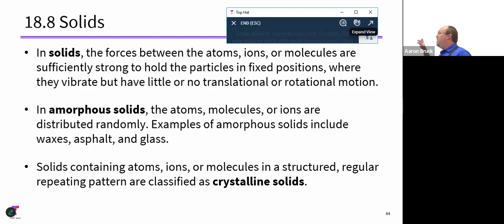So understand that there are other kinds of solids that exist, but we're going to spend most of our time in that bottom category, the crystalline solids. The reason is that because they are more ordered and structured, we can actually do more with them in terms of calculation, prediction, and those kinds of things.